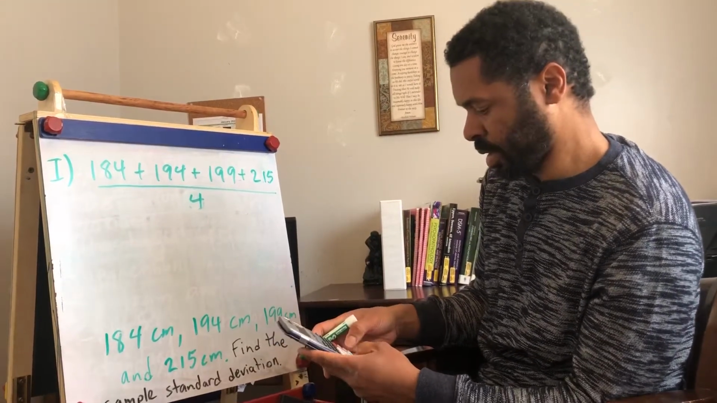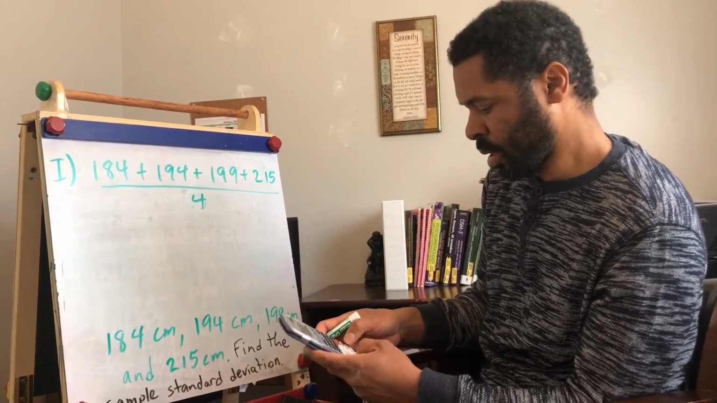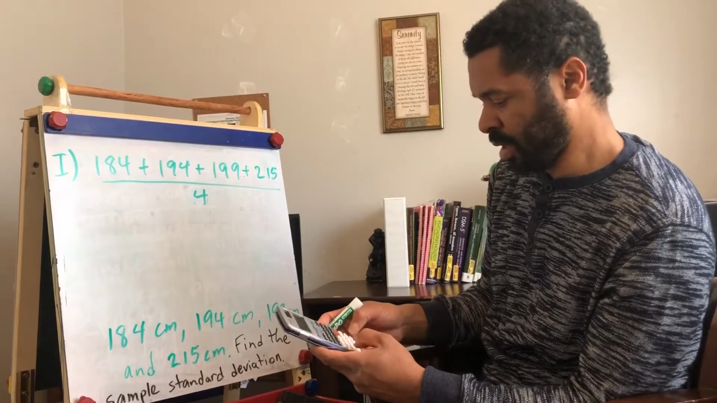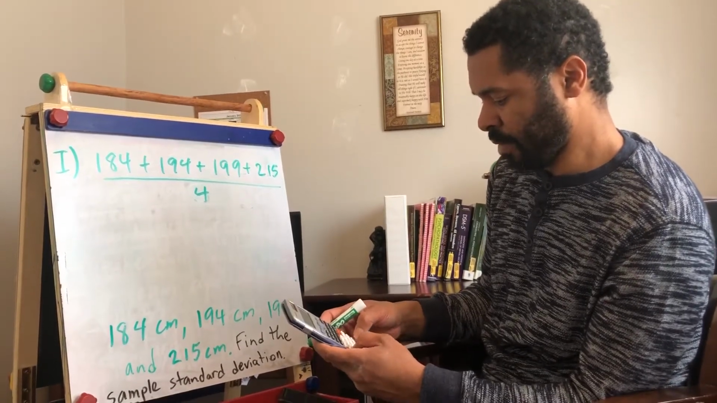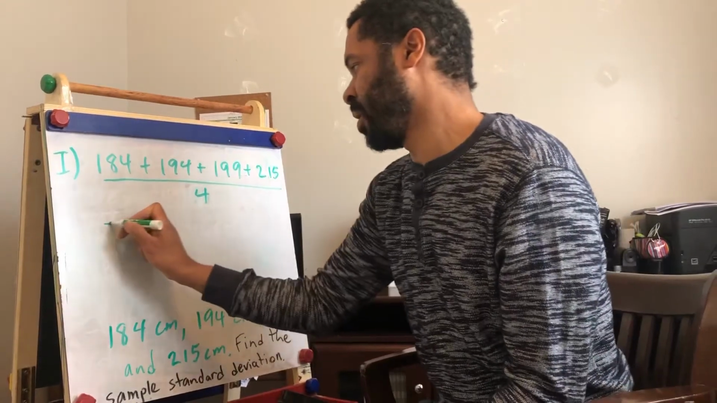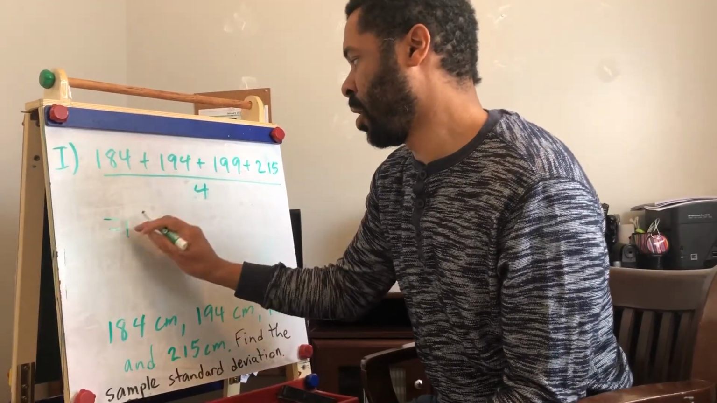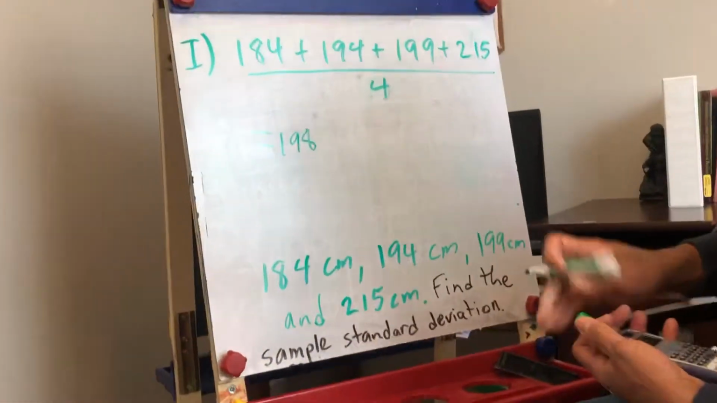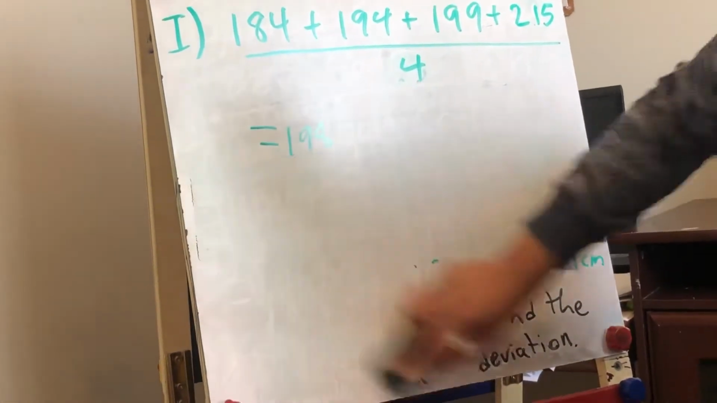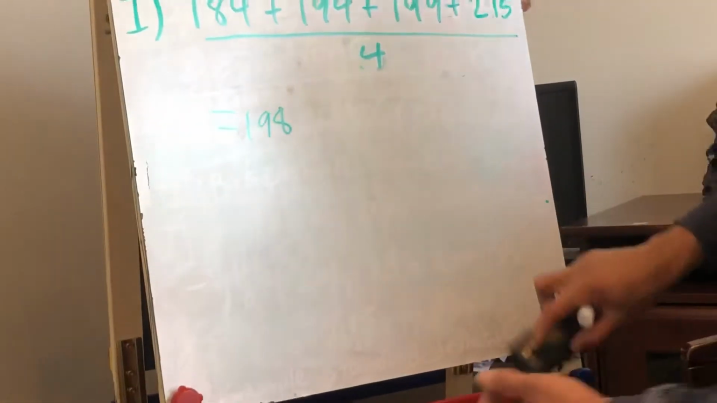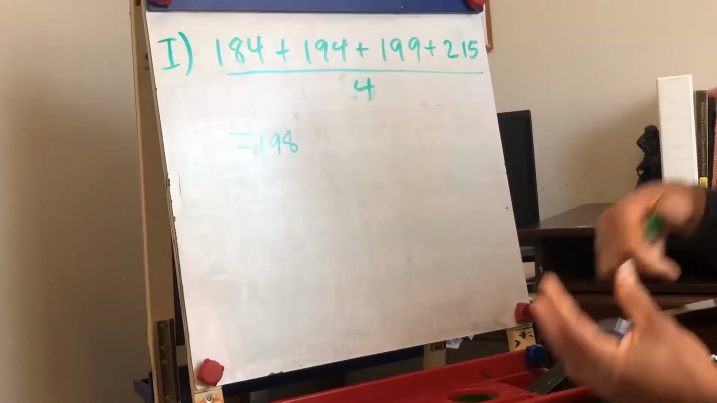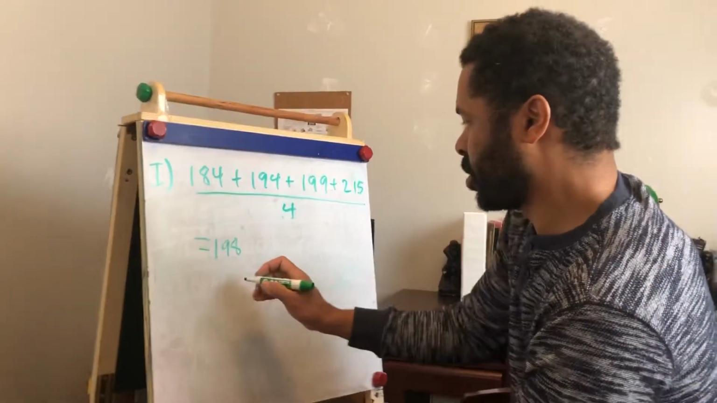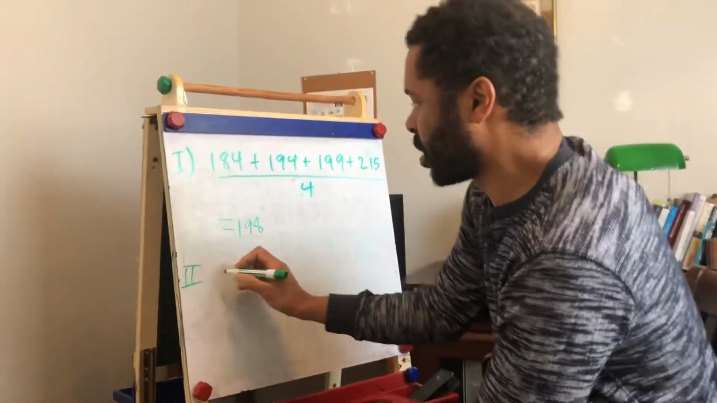Okay, the memory was on here, so I have to do this again. 184 plus 194 plus 199 plus 215. I'm going to divide that by 4, and I'm going to get 198. So the mean height here is going to be 198 centimeters. Because you saw the steps in the previous video, I'm just going to throw in the caveat. The caveat here is that when I get these values, I'm still going to do step 2.